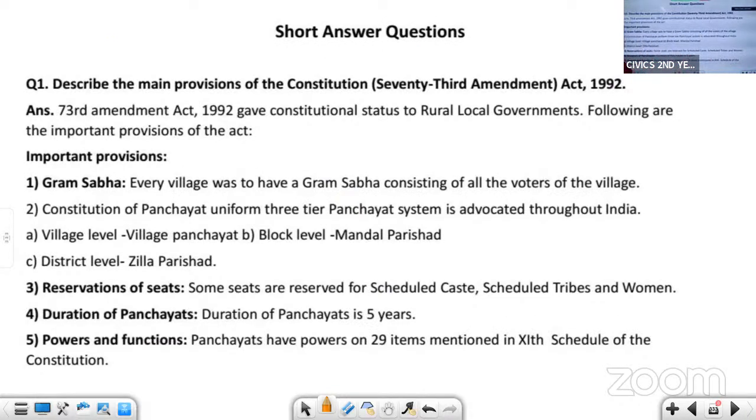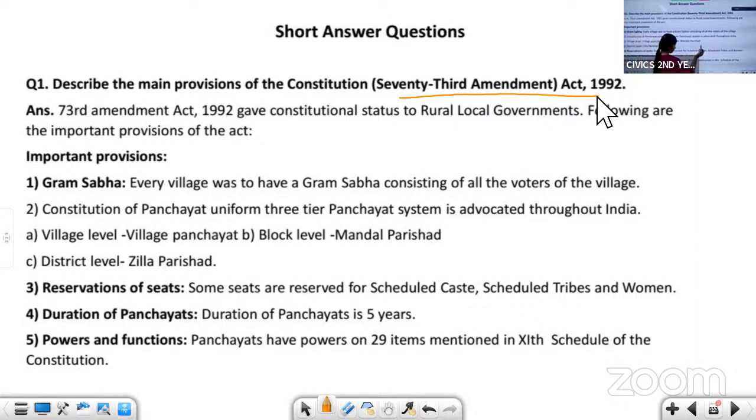So let us start with the first question. The main provisions of 73rd Amendment Act 1992. See, in 1992, the local government got constitutional status. Okay, it has got constitutional status.